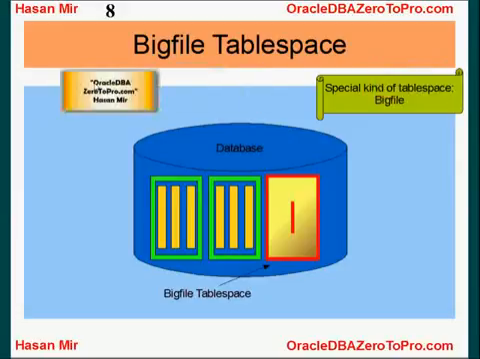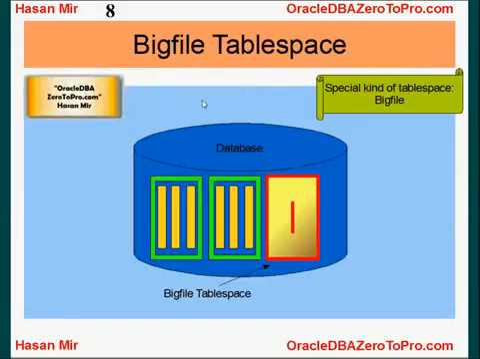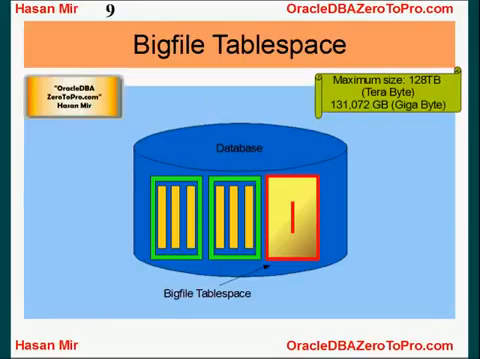Let's talk about a special kind of table space called a big file table space. In 11G onwards, you will be able to create a big file table space. What's a big file table space? It is a special kind of table space. What's so special about it? The maximum size could go up to 128 terabytes, which is about 131,000 gigabytes.